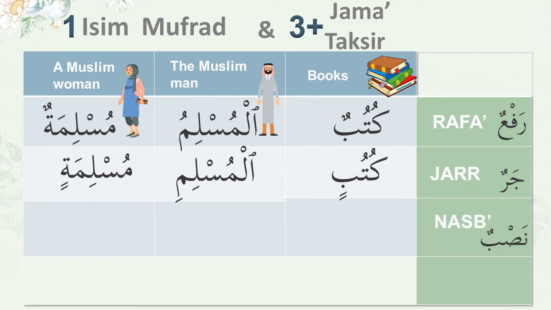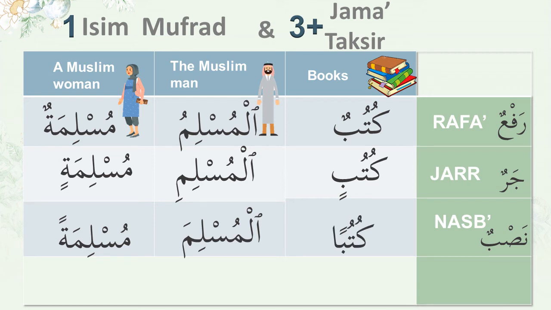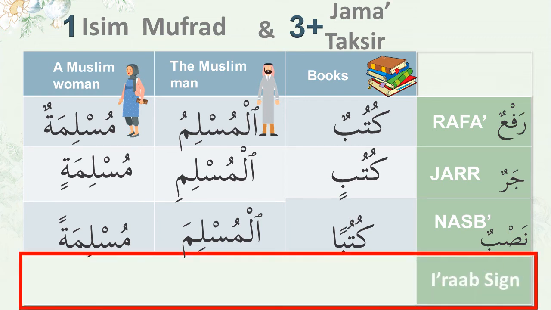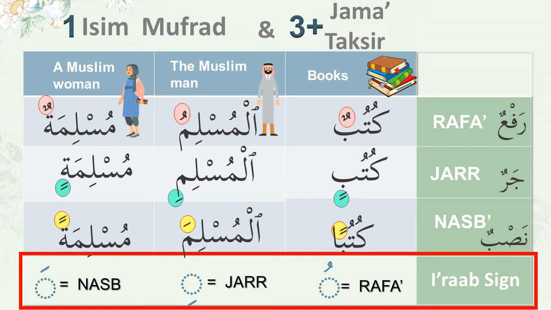And when the words are nasab, they become muslimatan, al-muslima, and kutuban. So, when you see these words ending with fathah, they must be nasab. To summarize, for isim mufrad and jamak taksir, the dhamma means they are rafa, the kasrah tells you they are jar, and fathah at the end means it's nasab.